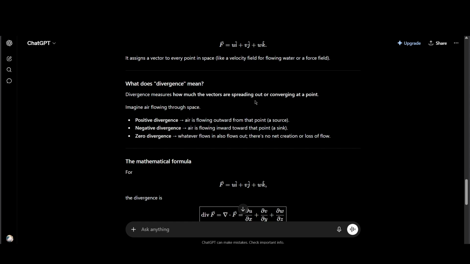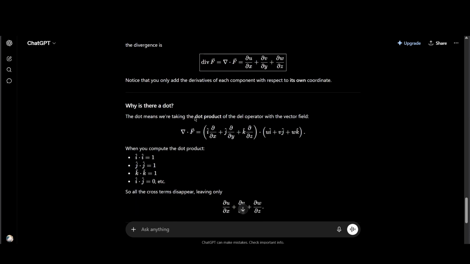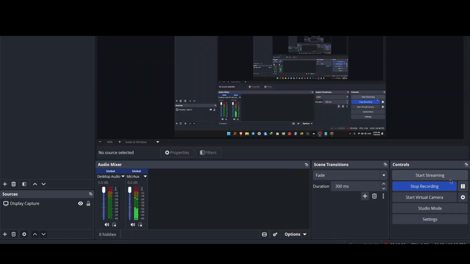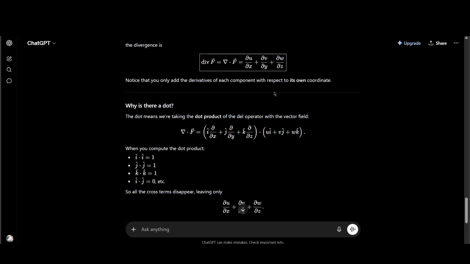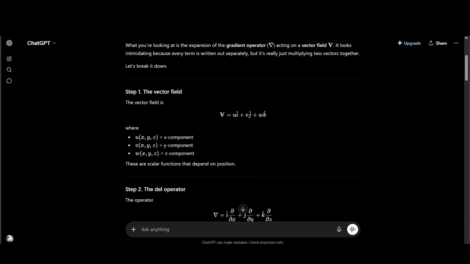It assigns a vector at every point in space, like a velocity field. Okay, so just as we said, it assigns a vector in every single point of this Cartesian plane. Like a velocity vector for flowing water, or a force field. What does divergence mean? Divergence measures how much the vectors are spreading out or converging at one point. Imagine air flowing through space. Positive divergence: air is flowing outward from that point, a source. Negative divergence: air is flowing inward toward the point, a sink. Okay, so we're just going through one of the examples of negative divergence in vector fields.